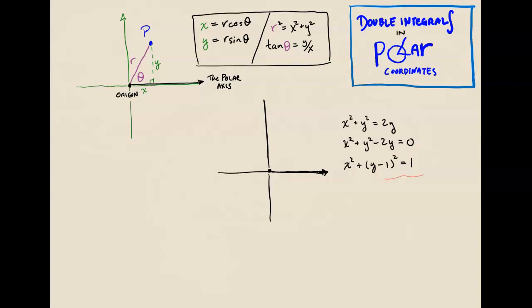And once I have my equation in this form, well, now it's easy to see what the graph looks like. That's a circle of radius 1 whose center is at 0, 1. So the graph would look like this.